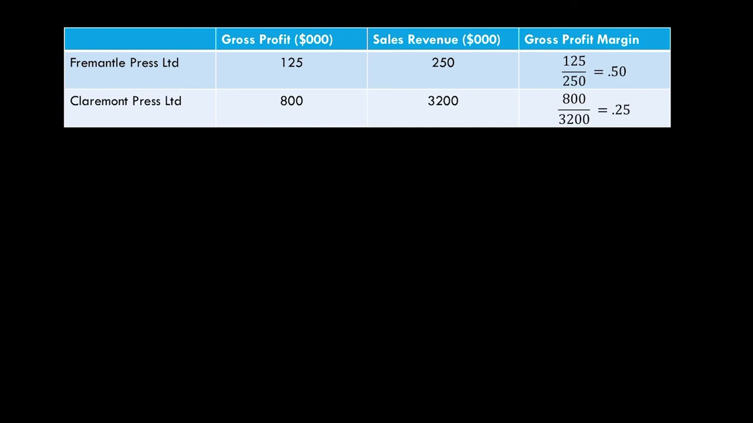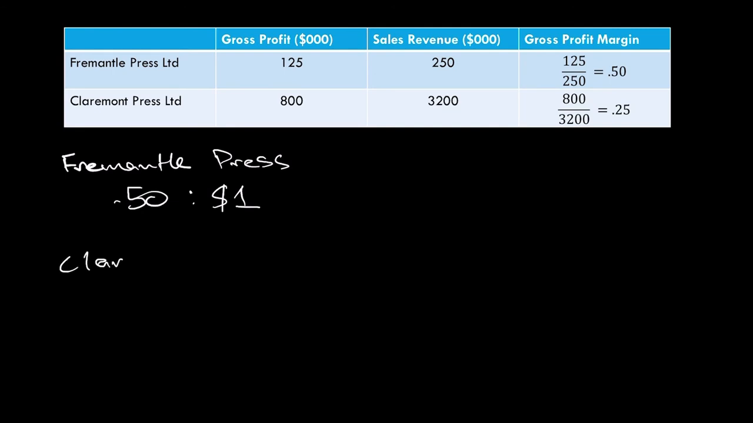We can see that the gross profit margin for Fremantle Press was actually 0.5 or a half. That means that for every dollar earned in revenue, 50 cents of that revenue was converted into profit. If we look at Claremont Press, like we have already established, we know that their gross profit ratio was 0.25 to 1, or in other words, 25 cents of profit was made for every $1 of sales generated.